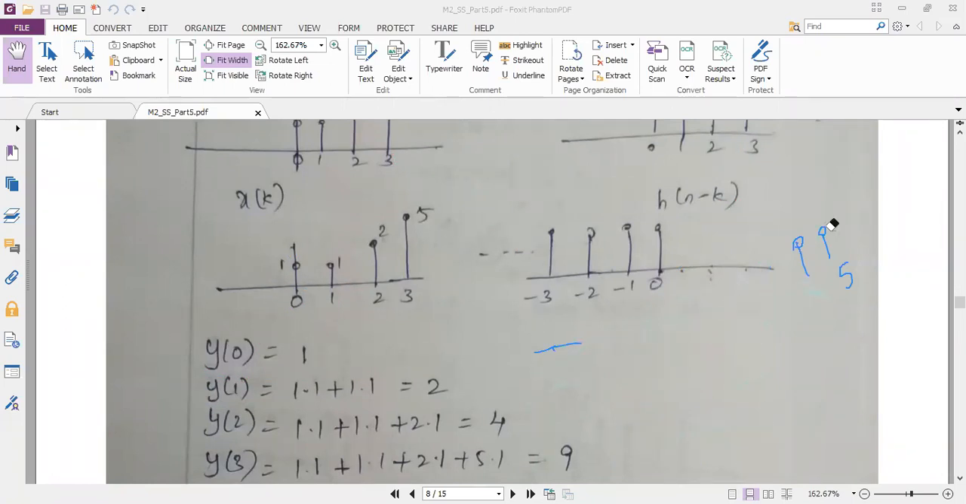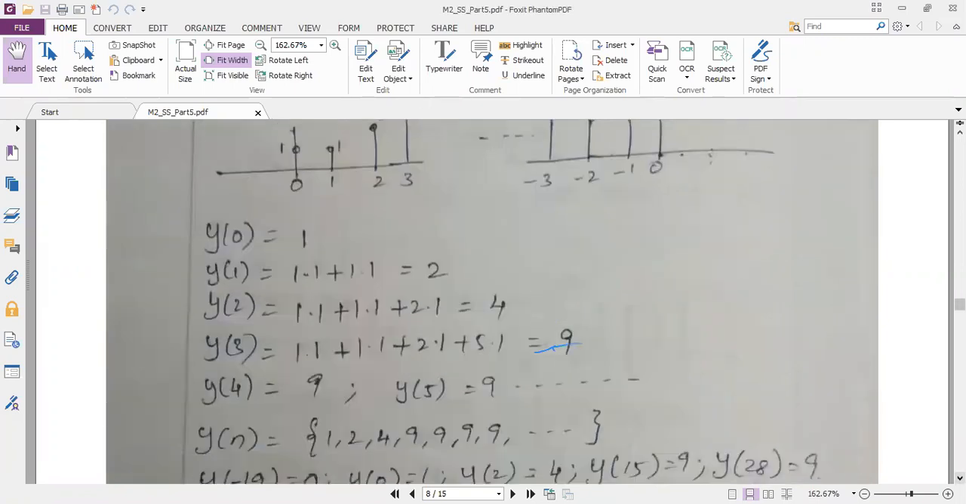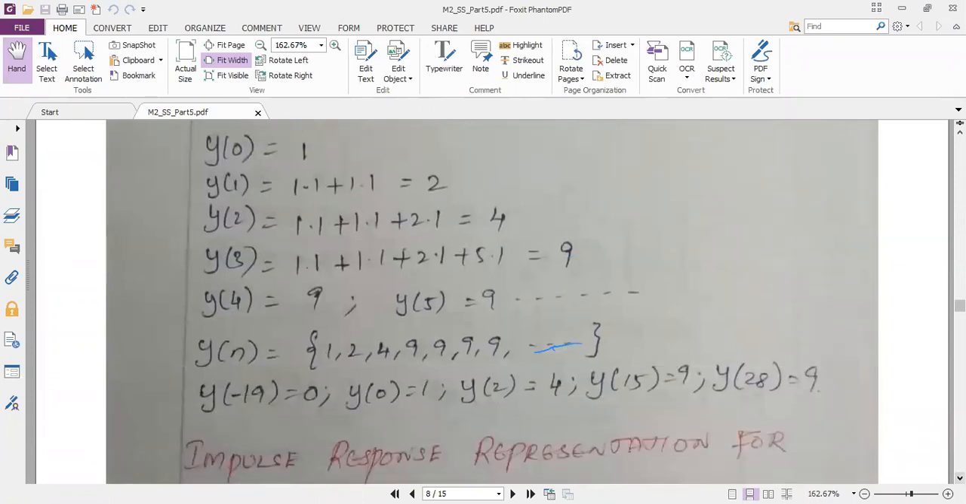See, in my notes I have done the same work. Okay, so you can see my screen. I will just scroll it down. So I have written y of 3 also 9, y of 4 also 9, y of 5 also 9. And you can see this part is very important. The part which I have shown as dot dot dot in the answer. See, dot dot dot is important.